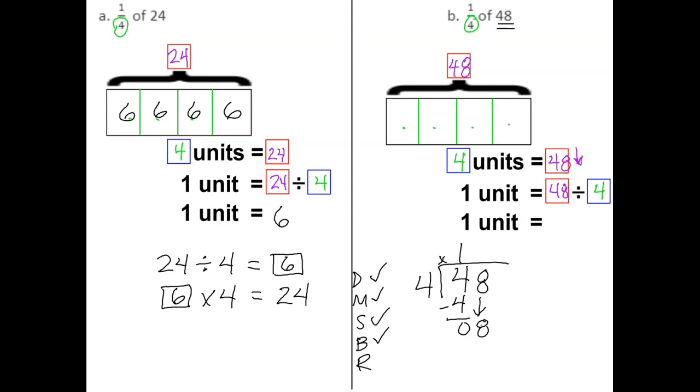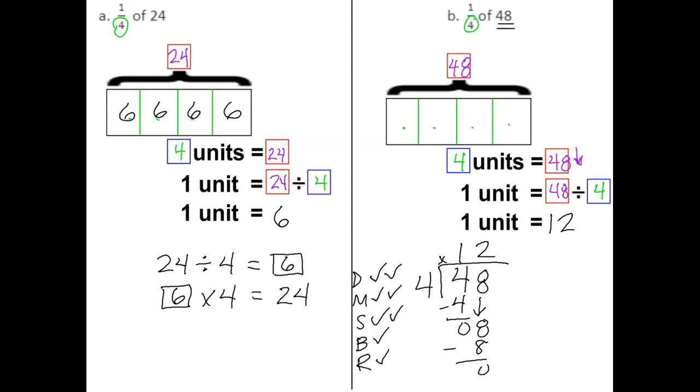Now I have 8 1s divided by 4. Each person will get 2 1s. We will repeat the whole process. Division. 8 divided by 4 is 2. 2 times 4 is 8. Subtraction. 8 minus 8 is 0. So we know our answer would be 12.